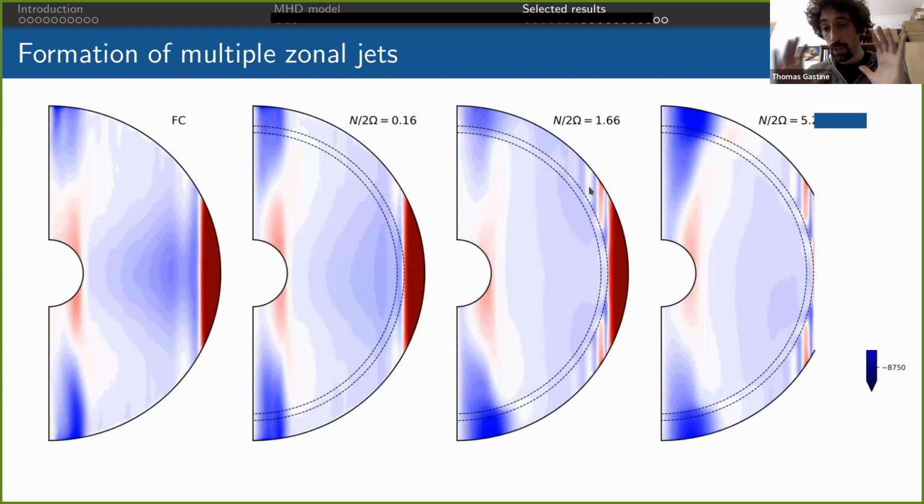Of course, they are quite weak. They are way too weak as compared to what you should get, but at least they start to emerge and form a system that is more reasonable as compared to the observations.